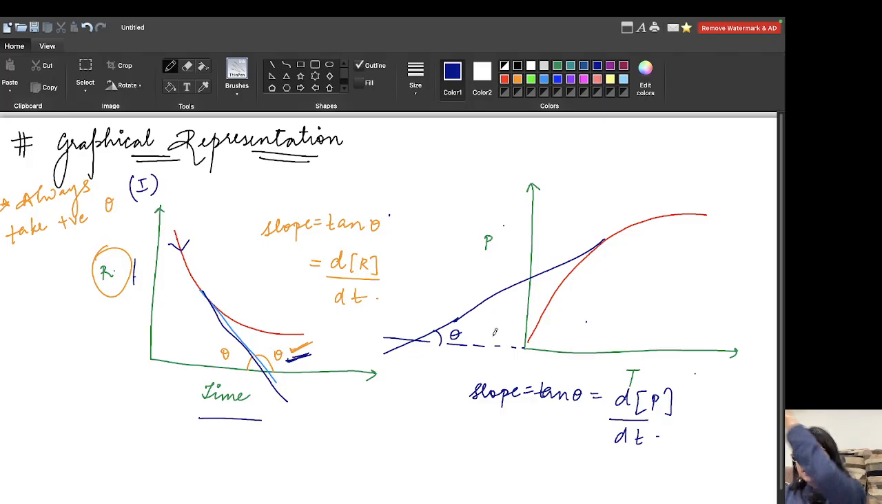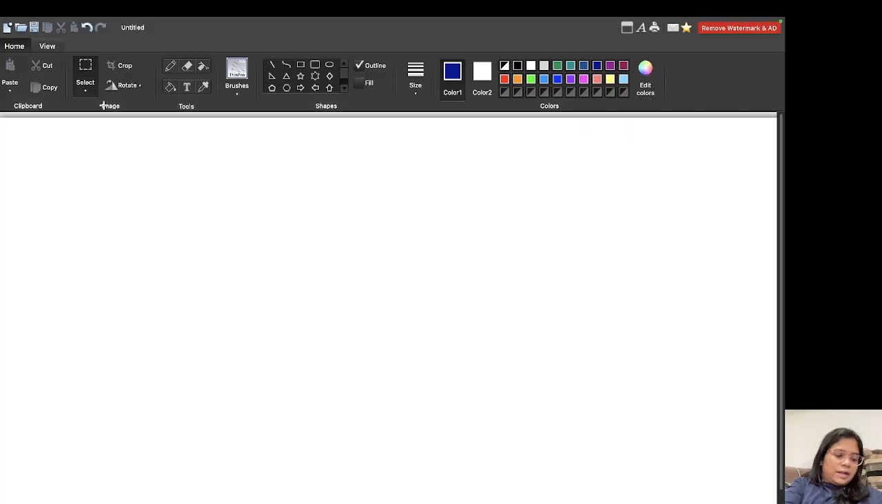Similarly, here in product, I've kept a slope like this and my positive is coming this side, right? So it touches here. So my slope will be dP by dt. So based on this, we'll do some questions and I hope it will be clear for everyone then. Okay. We'll do some questions based on our instantaneous rate, which means we need to find the rate at an instant.